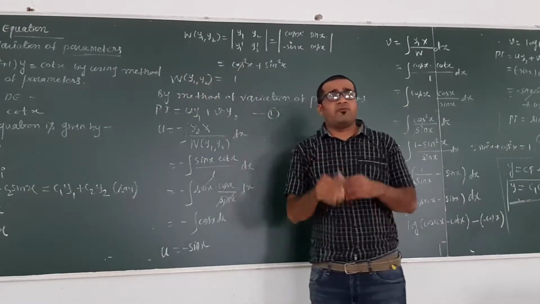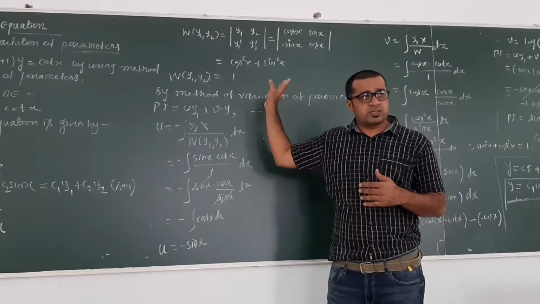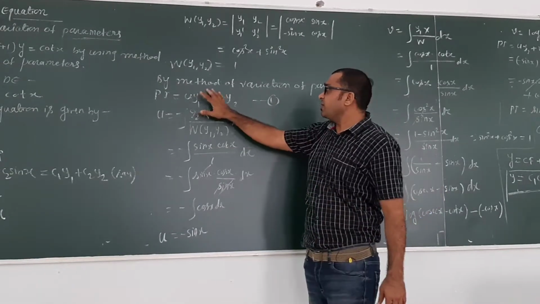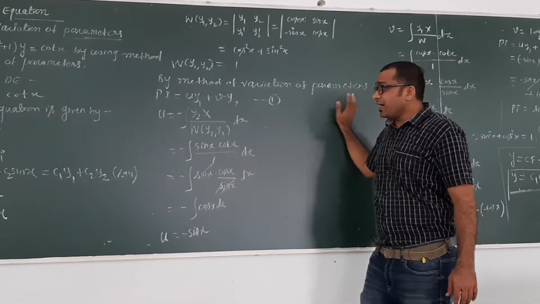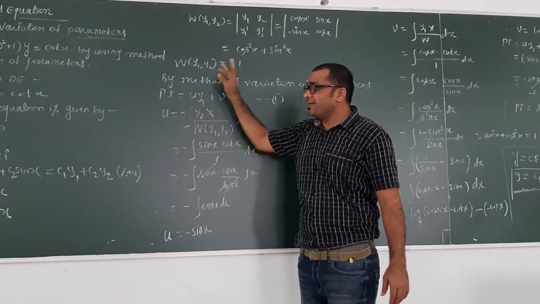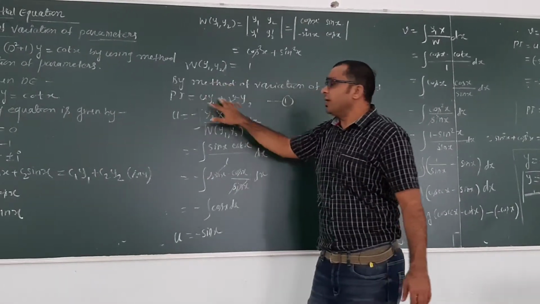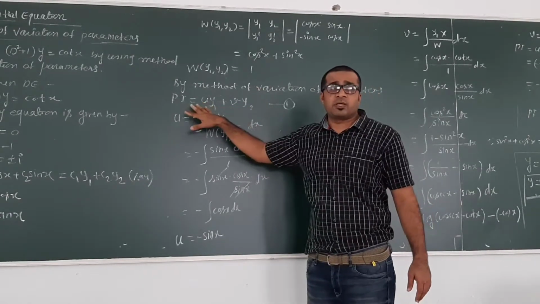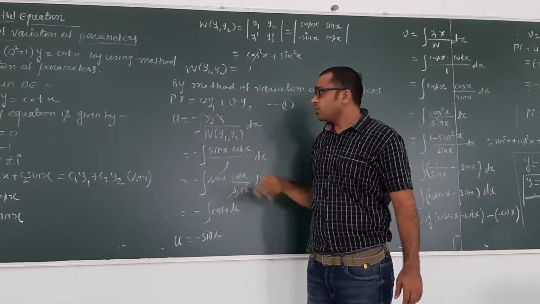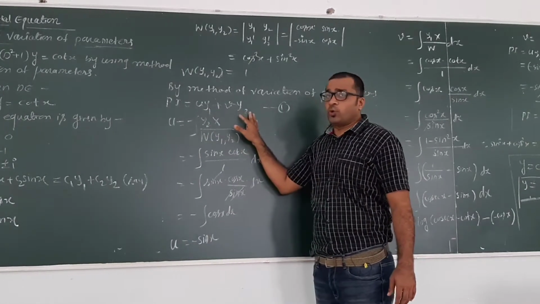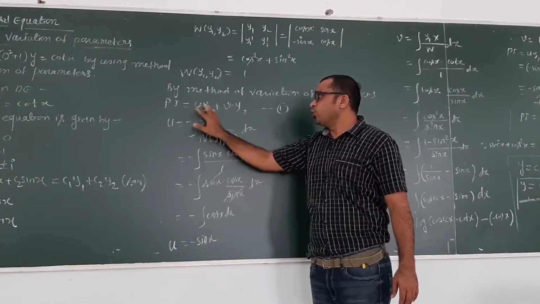The Wronskian may be a function of x or may be a constant. That depends. And here we have got a constant. Then by the method of variation of parameter, we write down the PI. We vary the constants C1 and C2 by u and v. Therefore, it is called the method of variation of parameter. Then PI is u into y1 plus v into y2. So y1 and y2 are known, and we have to find u and v.